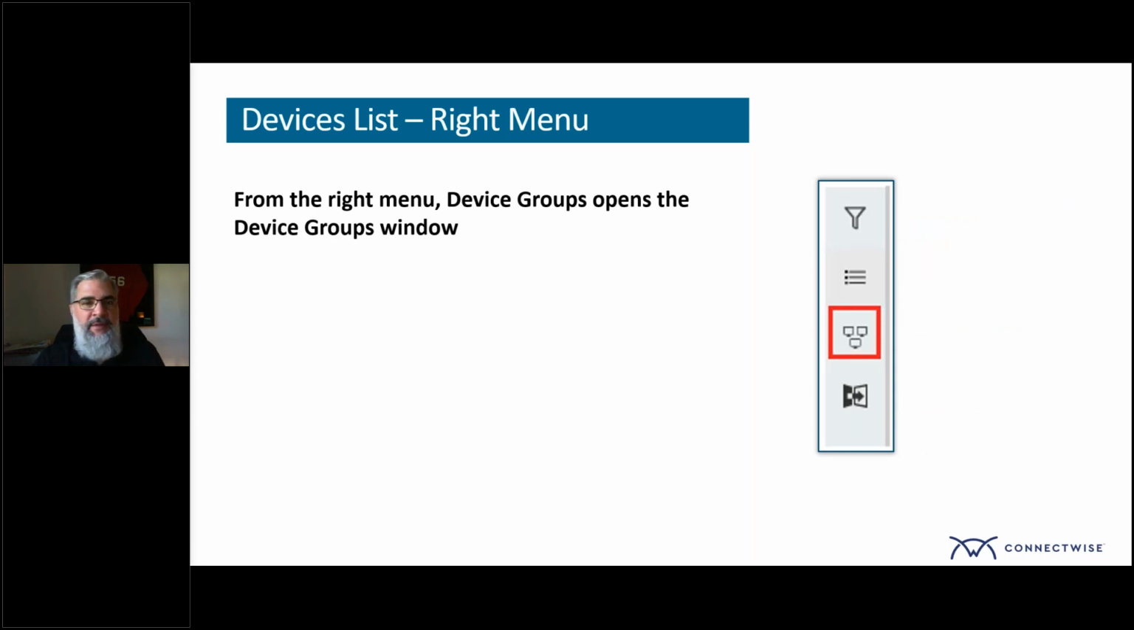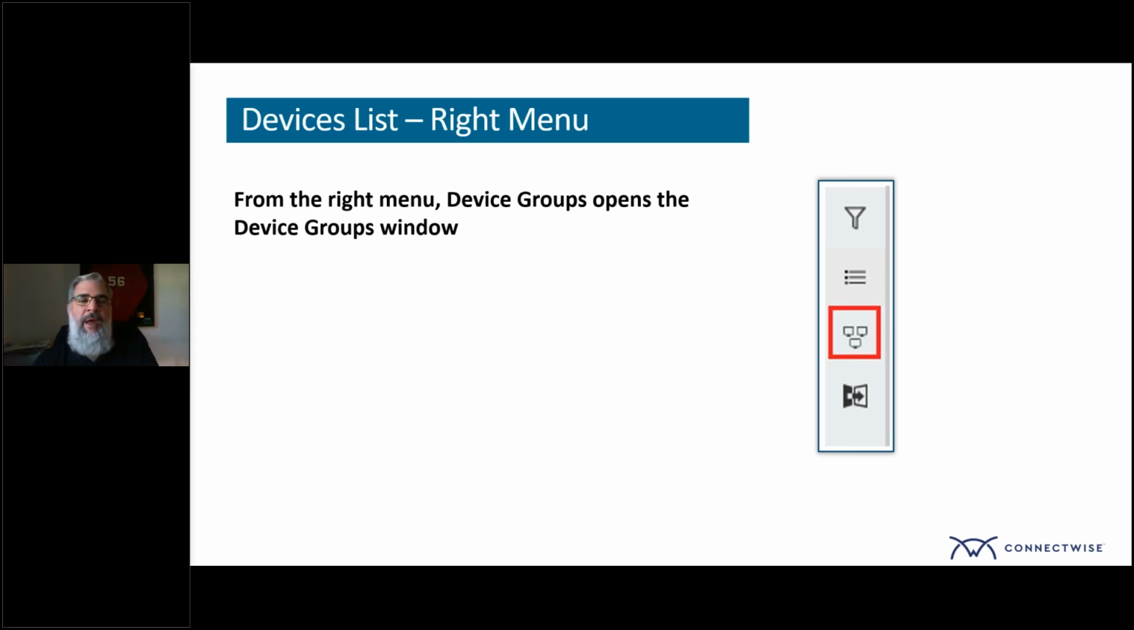Moving further down that list, I've got the device groups option over there, still on the right-hand menu. I click on device groups, it's going to take me right to the device groups window. So when we come into the product, we land on this device list, but if you go over to the left and click on devices instead of computers, you hit device groups, that's going to take you to device groups. Well, this is just a shortcut to take you right to that same screen.